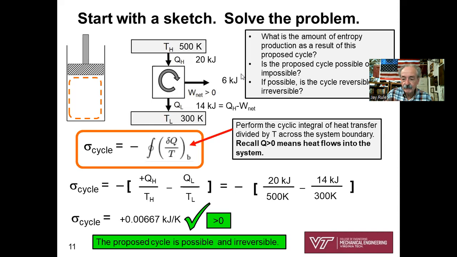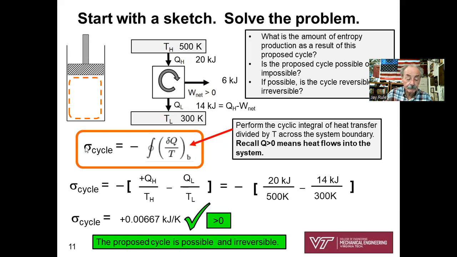I'm drawing my sketch and I say, wait a minute. Visually, I can see what QL is going to be right now. It's going to be 20 minus 6. So I put it down on my sketch. I didn't wait to write things down. Statement of the first law, QL is QH minus W net. I looked at my arrows: 20 coming in, 6 plus 14 going out.